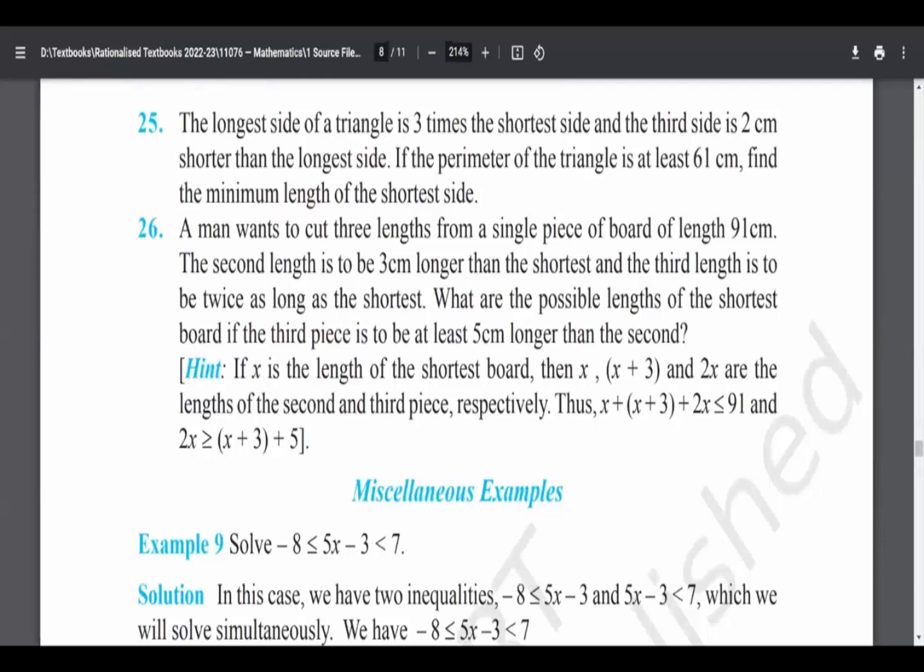So here you must take care of the language given in the question in order to solve it. Otherwise, you might equate it to 91. That will be equality, not inequalities. So you can also use the thought that we are solving inequalities, not equalities. So yes, you must take care of these questions.